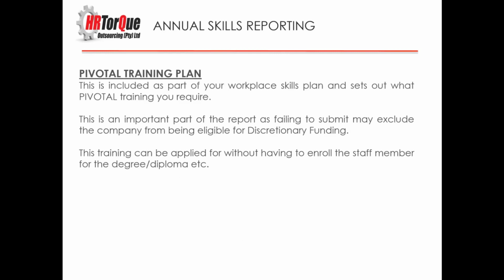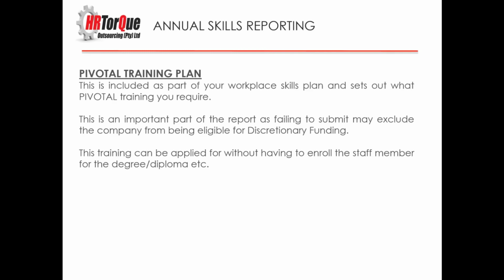This training over here, I would also highly recommend that the majority of your pivotal training should be anything that results in a qualification or works towards getting a qualification. You can make application for this without necessarily having to enroll the person right off the bat. If you put it into your workplace skills plan, or at least into your report, at least it's there, and the SETA then knows that you're doing it, and they can at any point decide that they wish to pay for it, or at least allow you the opportunity to select someone to go on that course.